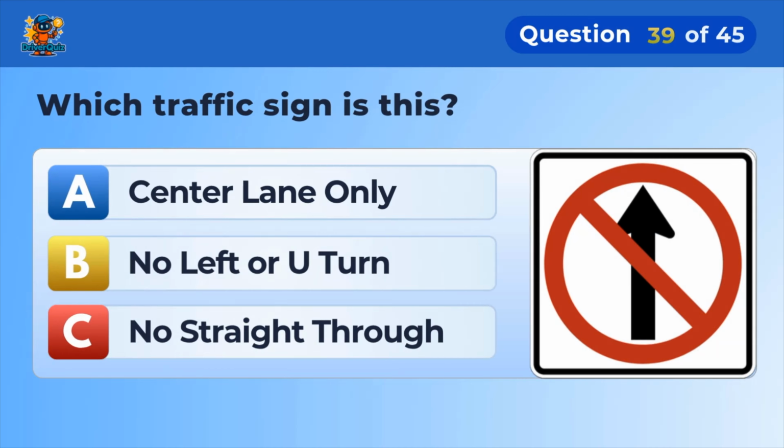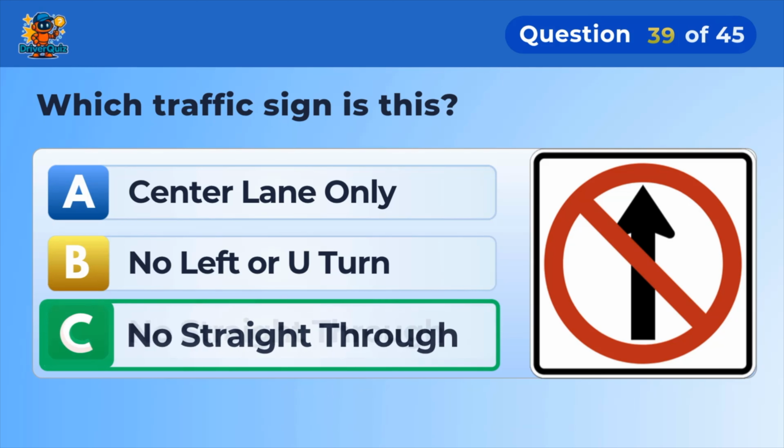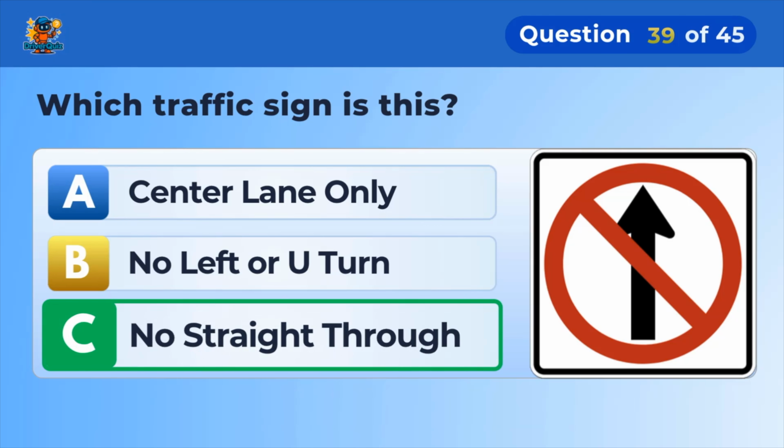Question 39. Which traffic sign is this? A. Center lane only. B. No left or U-turn. C. No straight through. That's right, it's the no straight through sign.